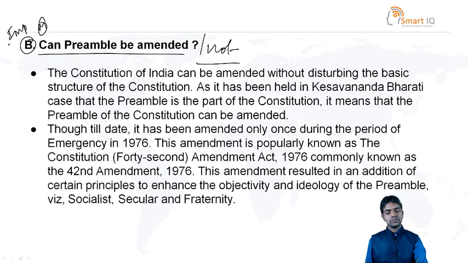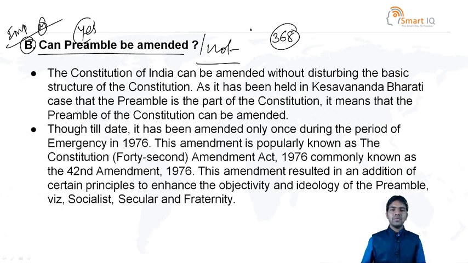That is, we look at whether this preamble can be amended or not. Yes, definitely yes. The preamble can be amended. You know that already. Article 368 talks about the Parliament's power to amend the Constitution in three ways: simple majority, special majority, and special majority with ratification by half of the states.